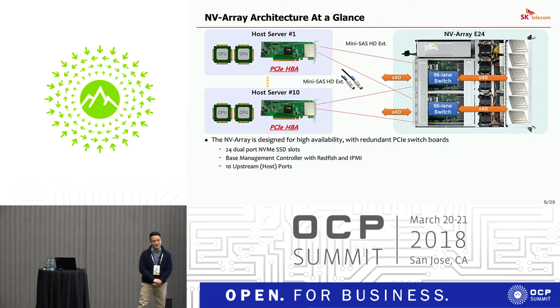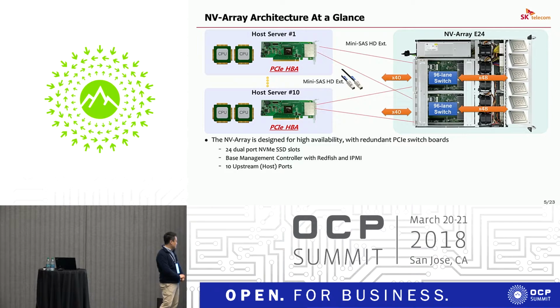So this is our NV array at a glance. We have two pieces to our product, but mainly our hardware is focused on the NVRA E24, which is described on the right-hand side. But it requires some connectivity. So an HBA needs to be put in the server side. Up to 10 servers can be connected to NVRA at the same time. So dual-port NVMe SSDs will be required to provide HA capability. That's the difference between the last generation and this generation.